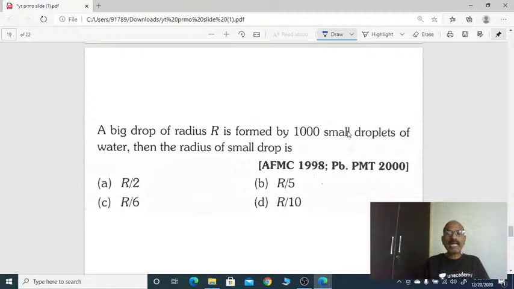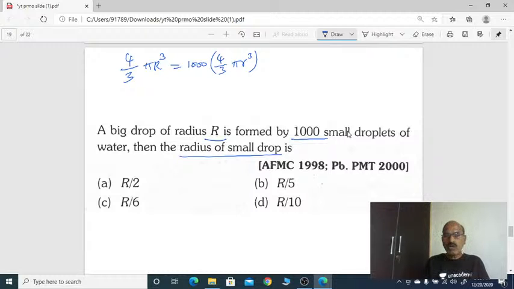A big drop of radius capital R is formed by 1000 small droplets. So in this case, what is the radius of the smaller drop? On both sides, volume remains constant. So bigger drop volume, 4 by 3 pi R cube, equals n number, 1000 number of smaller drops. Volume of bigger drop is equal to n times volume of smaller drop. N is here 1000. What is the volume of smaller drop? 4 by 3 pi r cube.